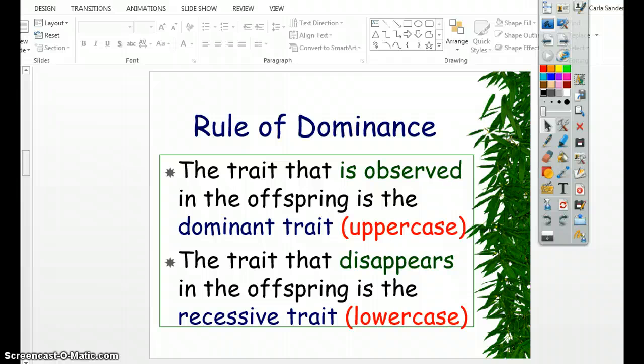Okay, the rule of dominance. The trait that is observed in the offspring is the dominant trait. We always use the capital or uppercase letter. The trait that disappears in the offspring is the recessive trait, or the lowercase letter. That's why you need to be using distinctive letters.